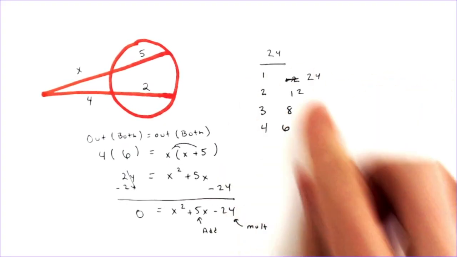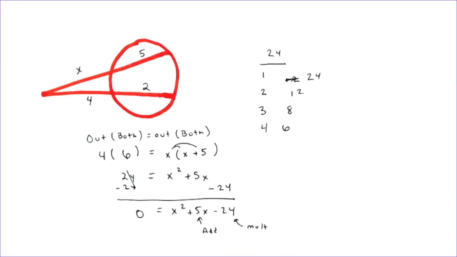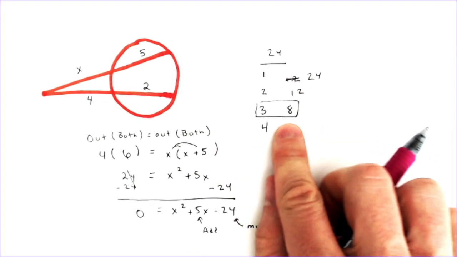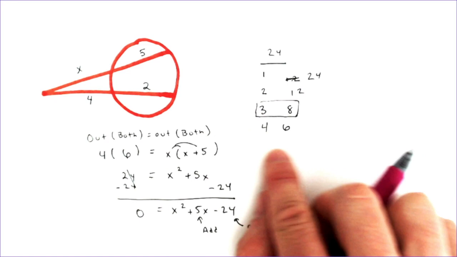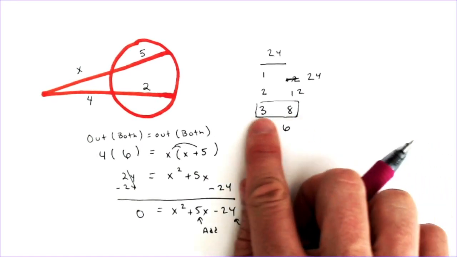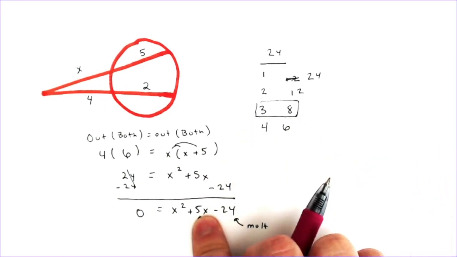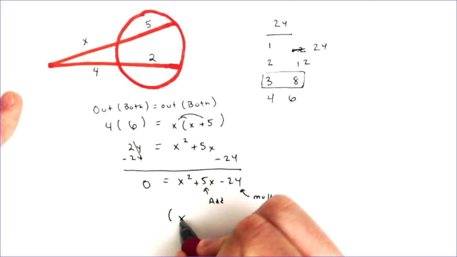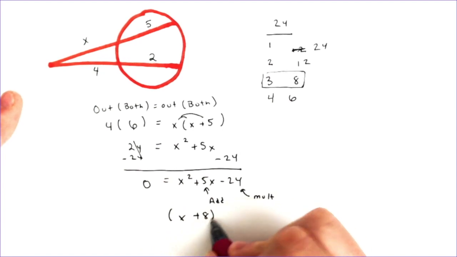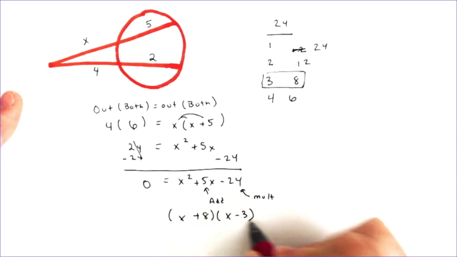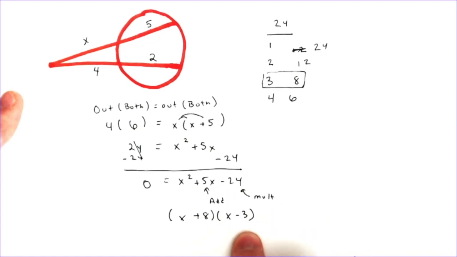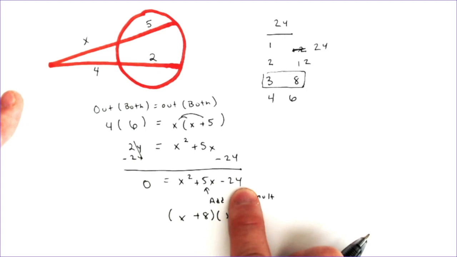Now out of those, which ones can we add or subtract, because if you add a negative number it's subtracting, to equal 5? Well, the answer is easily seen: 3 and 8. You can't make a 5 with a 2 and a 12, you can't make a 5 with a 4 and a 6, but if you subtract 3 from 8, you can get a positive 5. So we're going to put the x with a positive 8 and the x with a negative 3, because 8 minus 3 equals 5, and 8 times negative 3 equals negative 24.